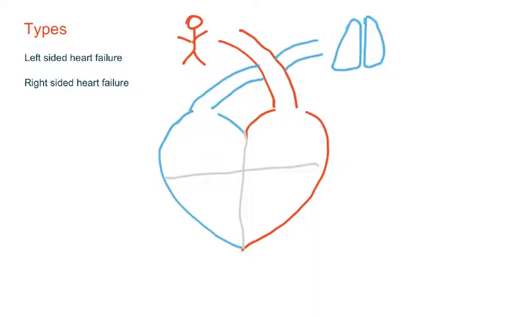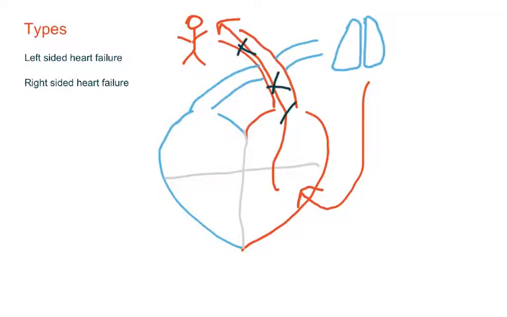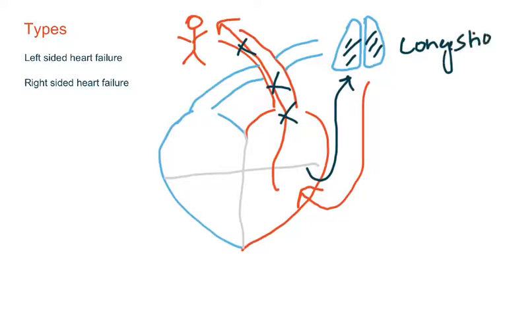We know that the left side of the heart receives blood from the lungs and it is pumped out to the body. So if the left side of the heart is unable to pump that blood out, then all this blood will be backed up into the lungs. So the lungs will be filled with blood. This fluid built up in the lungs is called congestion. That's why heart failure is sometimes called congestive heart failure.